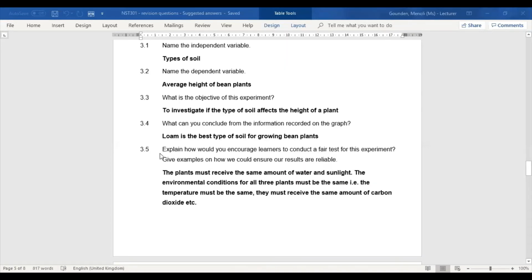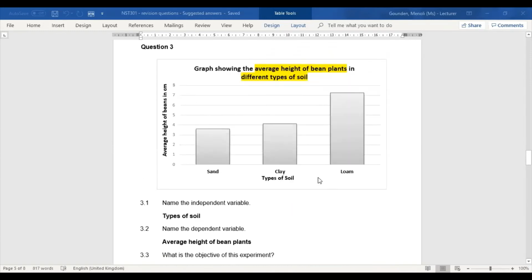The last question says, explain how you would encourage learners to conduct a fair test for this experiment. Give examples on how we could ensure our results are reliable. So once again, with this question, you need to be asking yourself, what are the control variables for this investigation? What other factors over and above the type of soil are going to affect the growth and the average height of the bean plant?